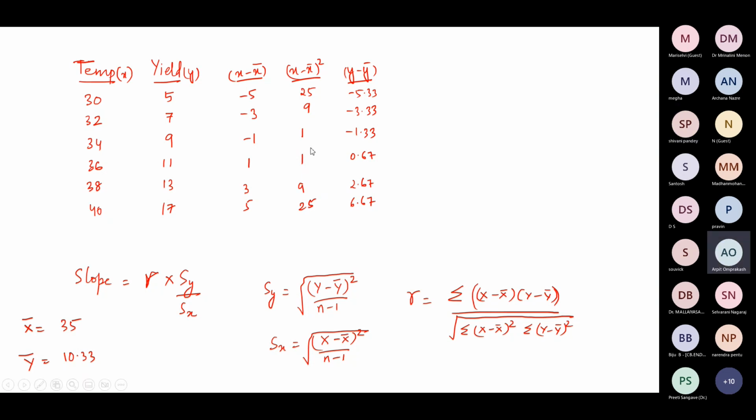Oh, it's okay. Then Y minus Y bar whole square. So this is Y minus Y bar. This is like 5 minus the mean, which is 10.33. So this is minus 5.33. Then 7 minus 10.33, which is minus 3.33, and so on. Then we need to square all this.